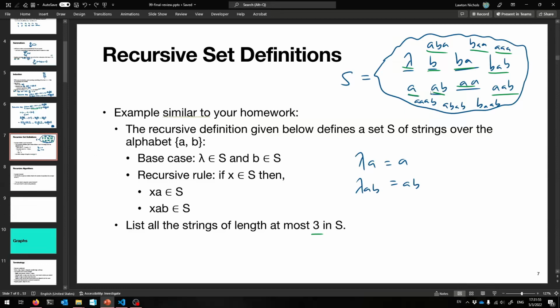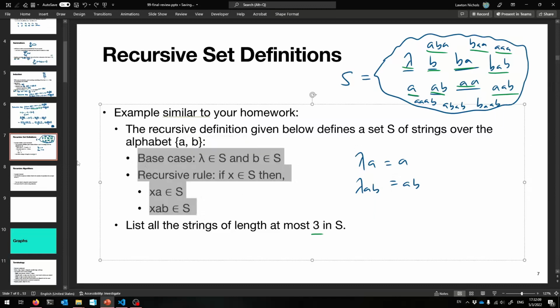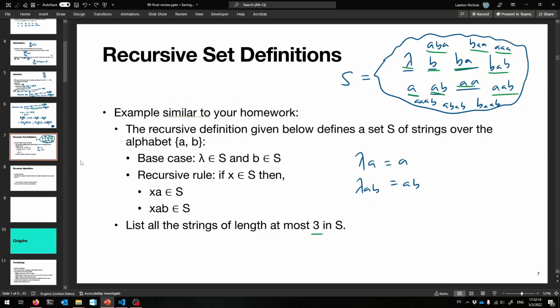So, for example, it seems like some things are not in S. BBB, that is not in the set S, is it? So there are some things that are not there, and so this is an interesting rule, right? It's not just going to make every string, it's going to make only some special strings. So that's fun to think about.